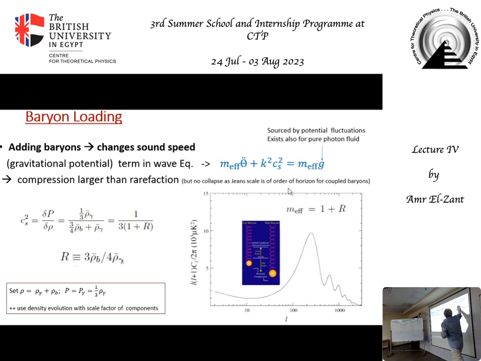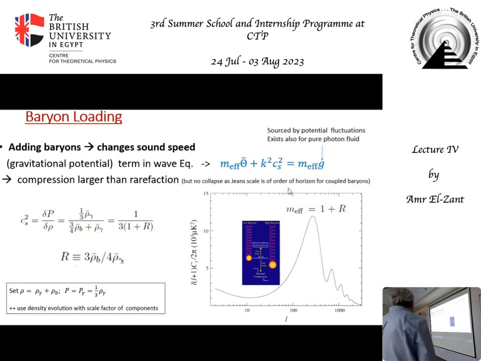So really, it's a harmonic oscillator with a mass. If I put more baryons, they participate with the photons and they make more inertia in the oscillation. Because when you compress it and there is a loading with extra material that doesn't have pressure really.